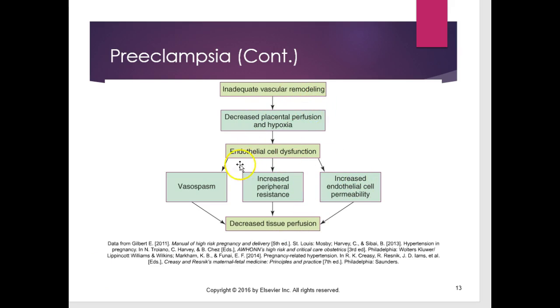So here is what it looks like. Here's the pathology and how the placenta, what happens here is inadequate vascular remodeling in those spiral arteries, decreased placental perfusion, and hypoxia to the baby and to the uterus. This causes endothelial cell dysfunction throughout mom's whole body, which then in turn creates vasospasms, increased peripheral resistance, which you know is going to increase your blood pressure. So now we've got a narrowing of the vasculature. We have increased peripheral resistance, so we know that we're going to have higher pressures, and then increased endothelial cell permeability, which makes us be able to third space some of that fluid out and retain it. That equals decreased tissue perfusion. And so not a good thing. We can have lots of problems as far as inadequate oxygenation.